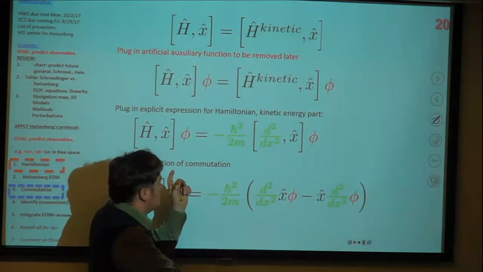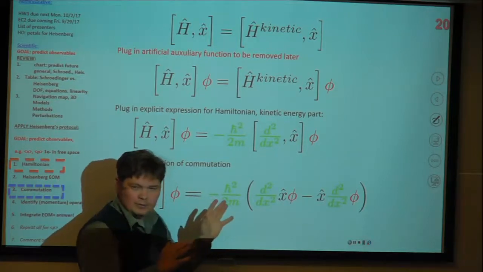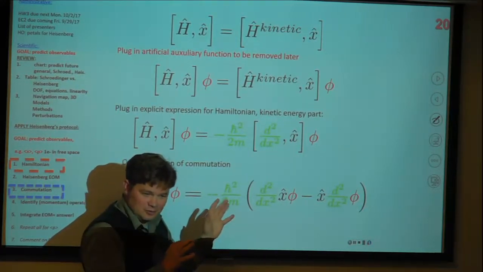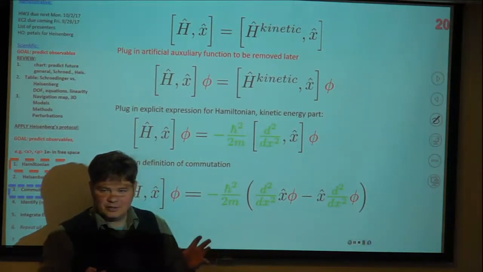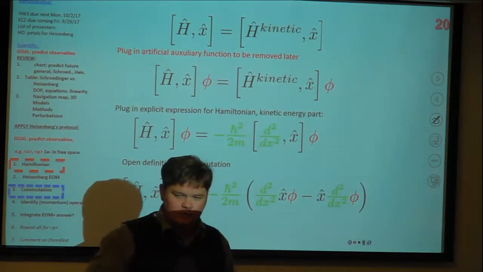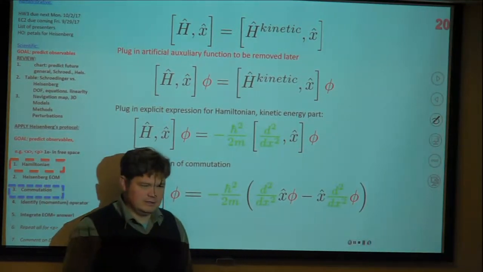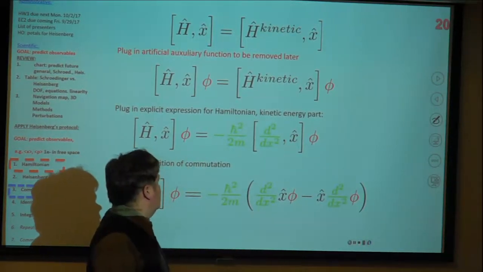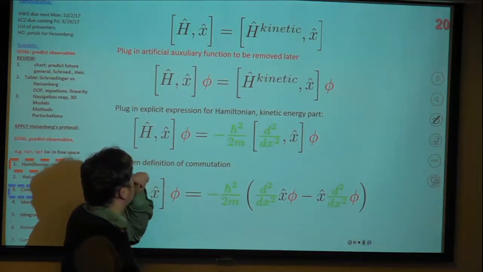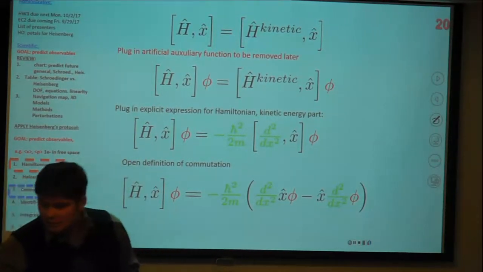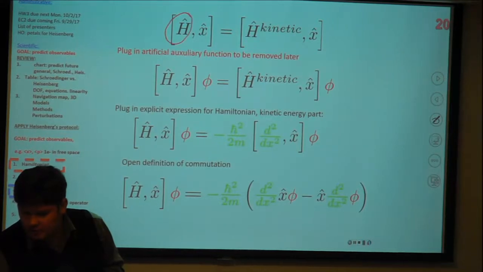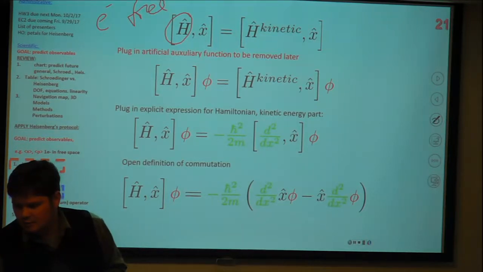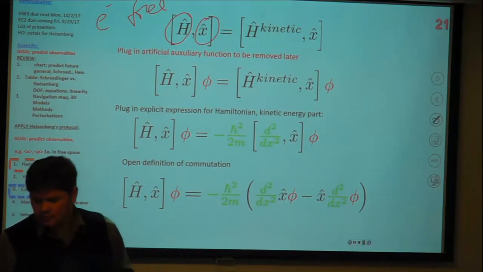So now wake up. From now on there will be new material, and you may want to record it or try to solve this yourself. You can be quicker than that. So we need to find the commutator between the Hamiltonian of the electron in free space, the electron is free, with the position operator.